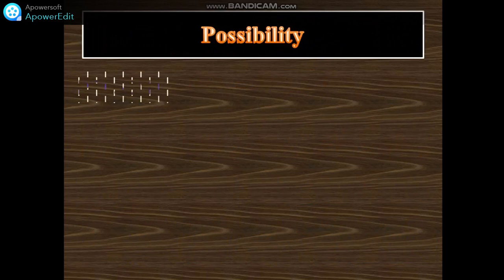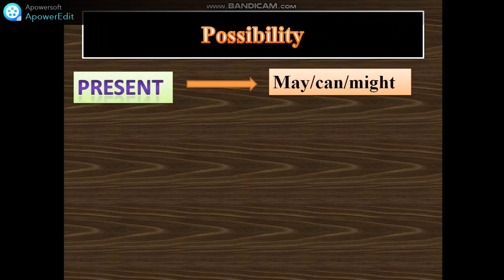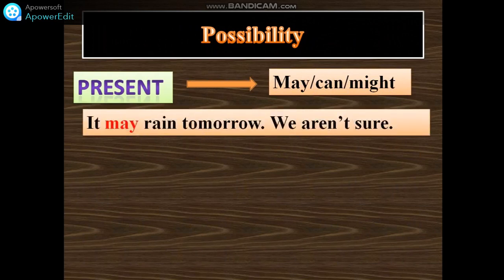Possibility. So let's see how you express possibility in the present. You express possibility in the present with may, can, or might. For example, it may rain tomorrow. We are not sure. It may rain tomorrow. We are not sure.